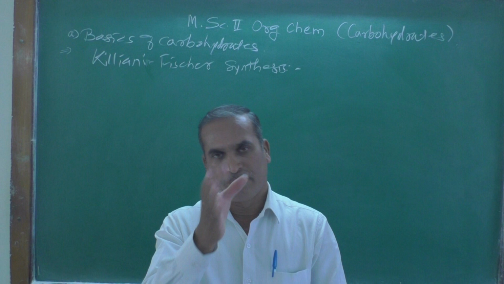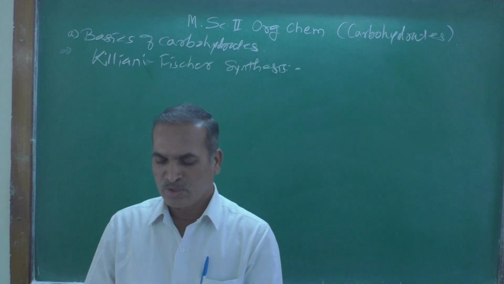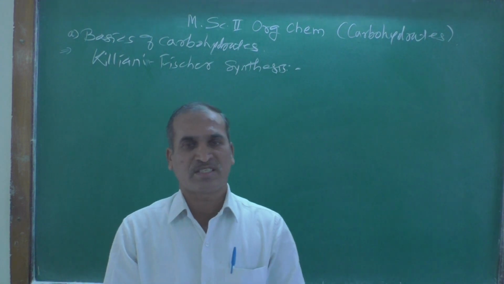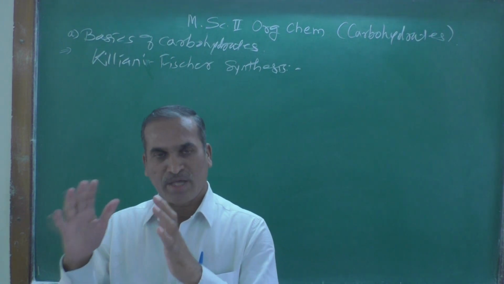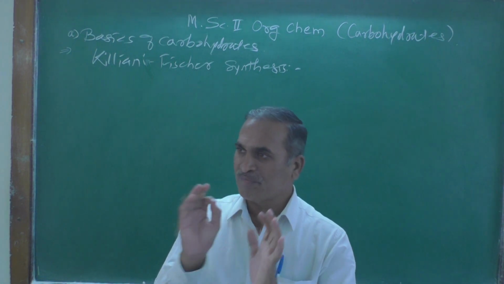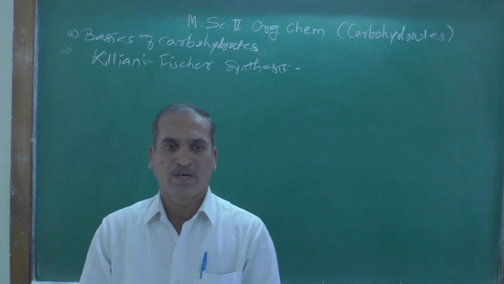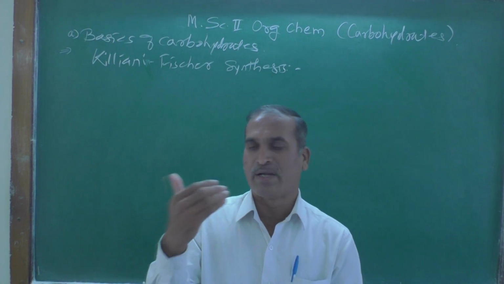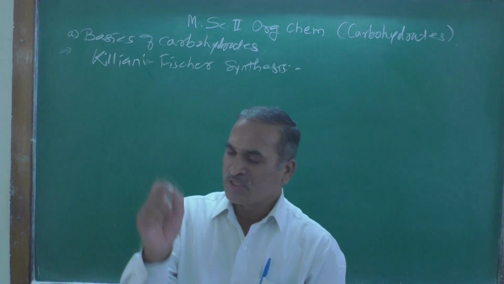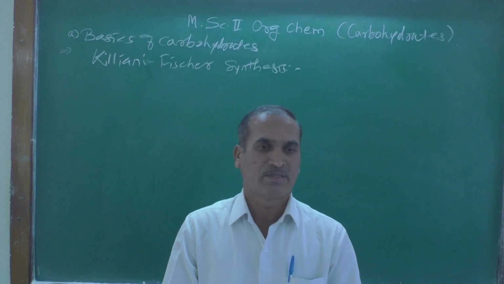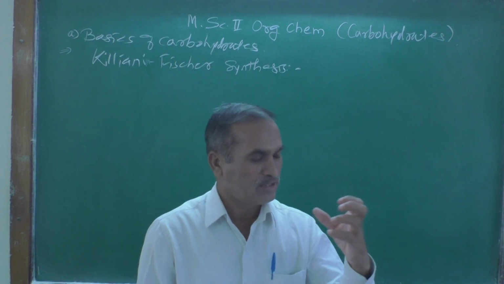Number one, first the sugar is allowed to react with hydrogen cyanide to form cyanohydrin. Cyanohydrin is a derivative obtained when we allow an aldehyde to react with hydrogen cyanide. The resulting product is known as the cyanohydrin derivative.